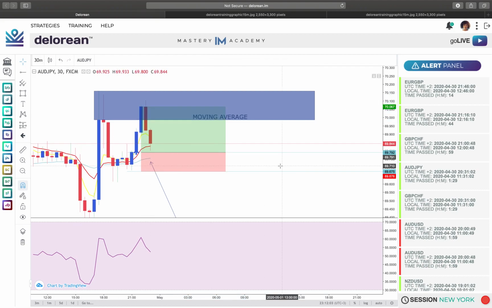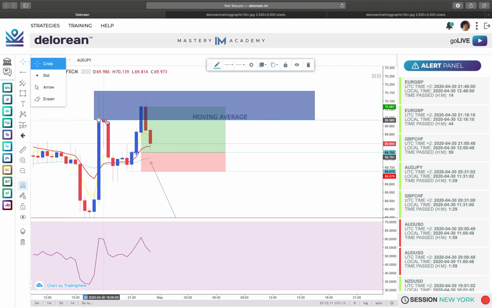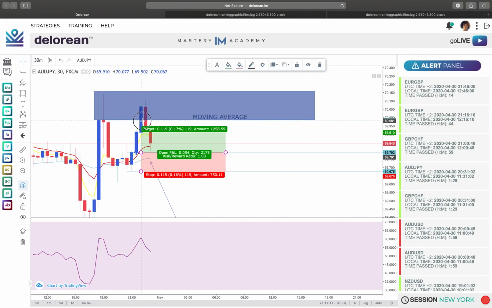Okay, so you can see we entered at 69.79 in this example that I'm giving you. The very bottom of the zone happens at, I can't get it to go down there, but happens at 69.98. That's 20 pips. That's almost a 1 to 2 at the bottom of the zone.